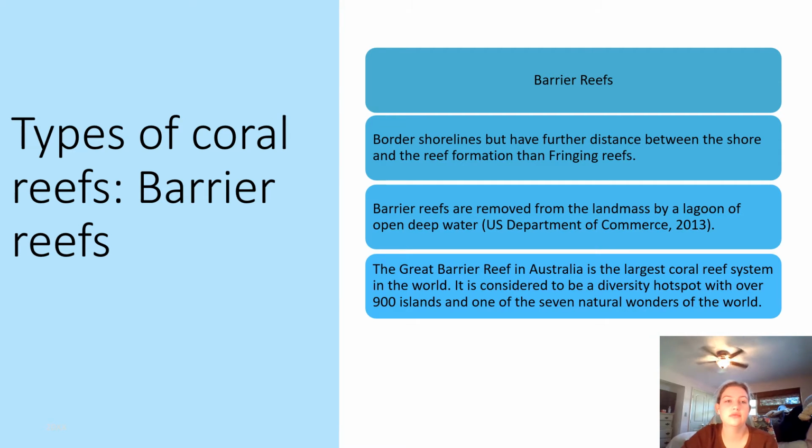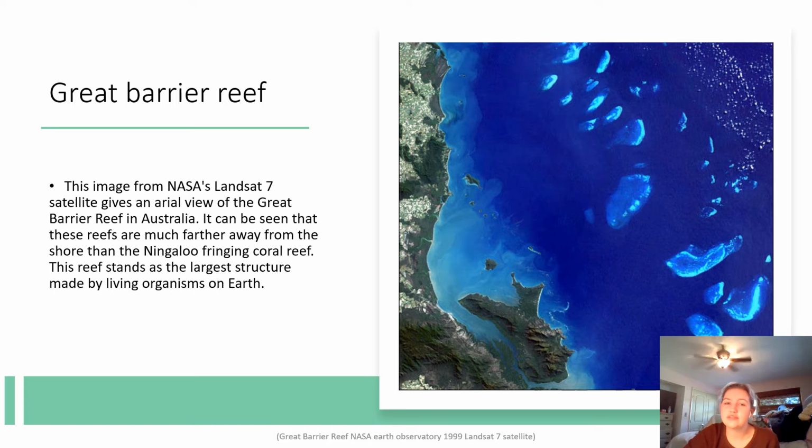So this image is from NASA's Landsat 7 satellite, and it's going to give us an amazing aerial view of the Great Barrier Reef in Australia. And here we can see that the Barrier Reef is much farther away than the Ningaloo Fringing Reef was, and it has a lot more distance, and there are hundreds of different coral reefs making a huge ecosystem here in Australia. And this reef stands as the largest structure made by living organisms on Earth.